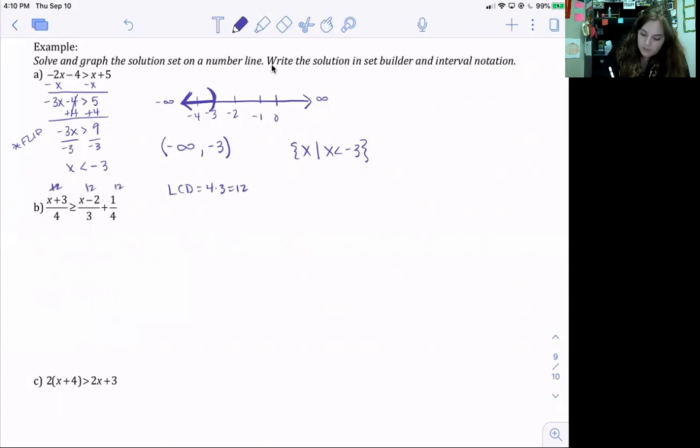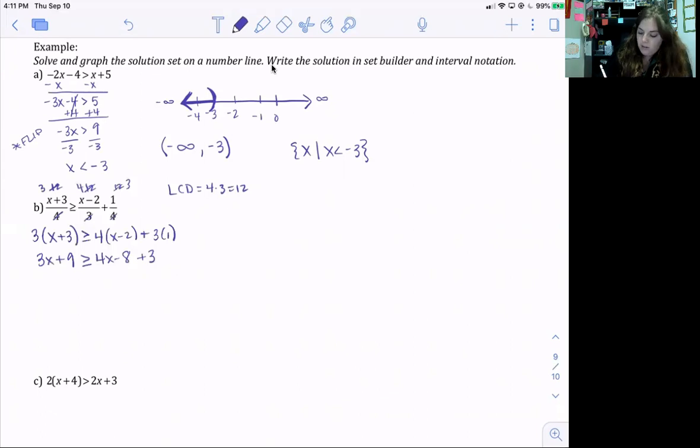and we divide, 12 divided by 4 is 3. So 3 times the quantity x plus 3 is greater than or equal to 12 divided by 3 is 4. So 4 times the quantity x minus 2. And 12 divided by 4 is 3, which gives us plus 3 times 1. If we distribute, we get 3x plus 9 is greater than or equal to 4x minus 8 plus 3.